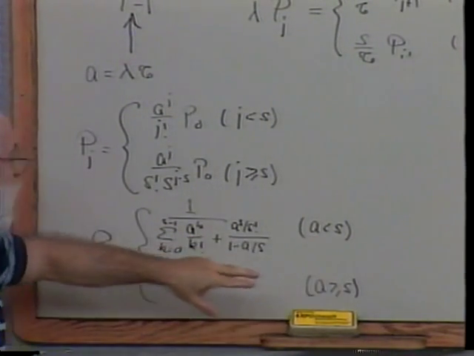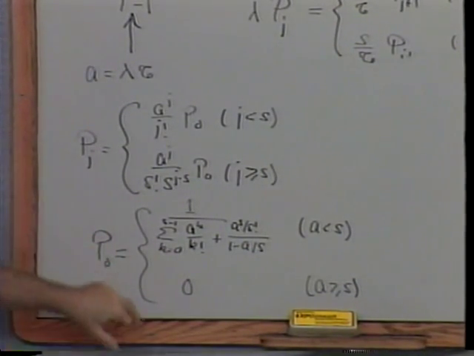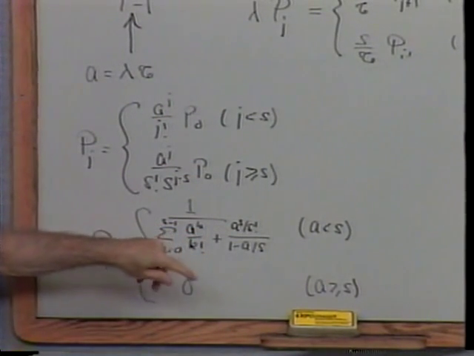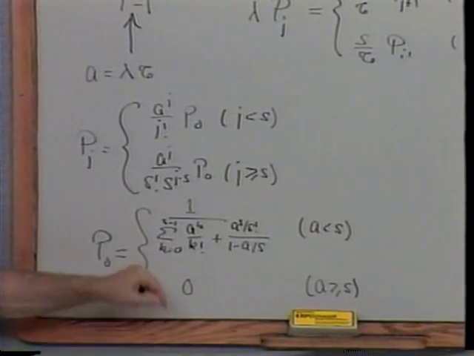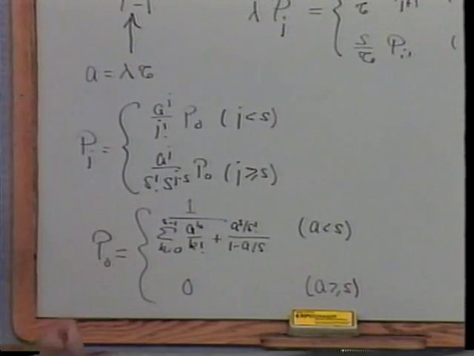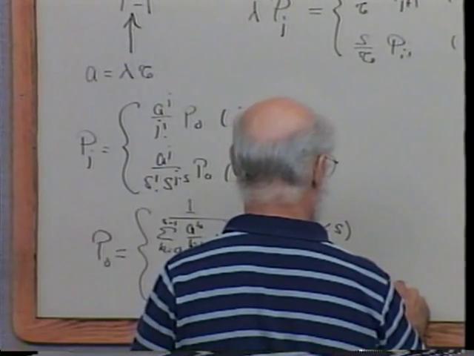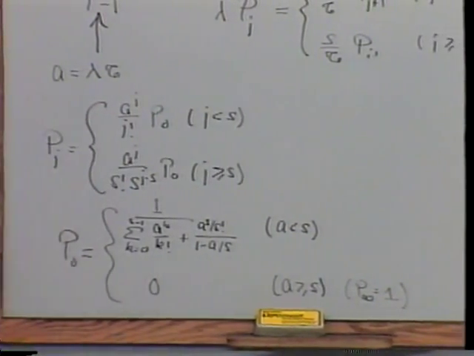Now, if a is less than s, then we have a proper distribution in which all the probabilities are positive and their sum adds up to 1. And if a is not less than s, then according to this, all the probabilities are 0, because each of these is multiplied by p0, which means that I could interpret this by saying that the probabilities are 0 for every finite state, and the probability of being in an infinite state then would be 1 if I want the probabilities to sum to 1. So in this case, what I'll say is that the probability of state infinity is 1, whatever that means.